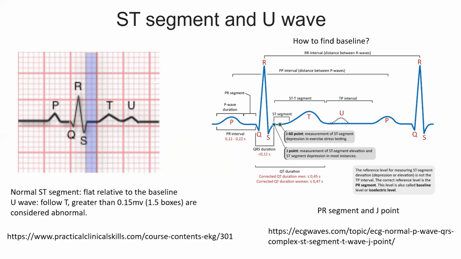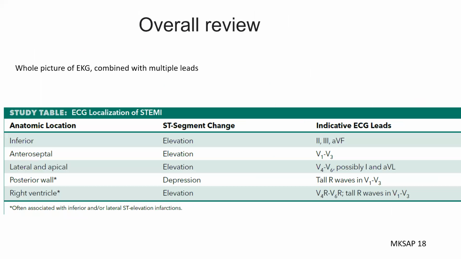So here's a question: how do we find the baseline? We have two standards. The first one uses the PR interval as the baseline. The next one is the J point. The J point is at the end of the QRS complex, and we use it to evaluate if the patient has ST elevation or depression, to see if the patient has a myocardial infarction or just ischemia. So that's the ST segment and baseline determination.